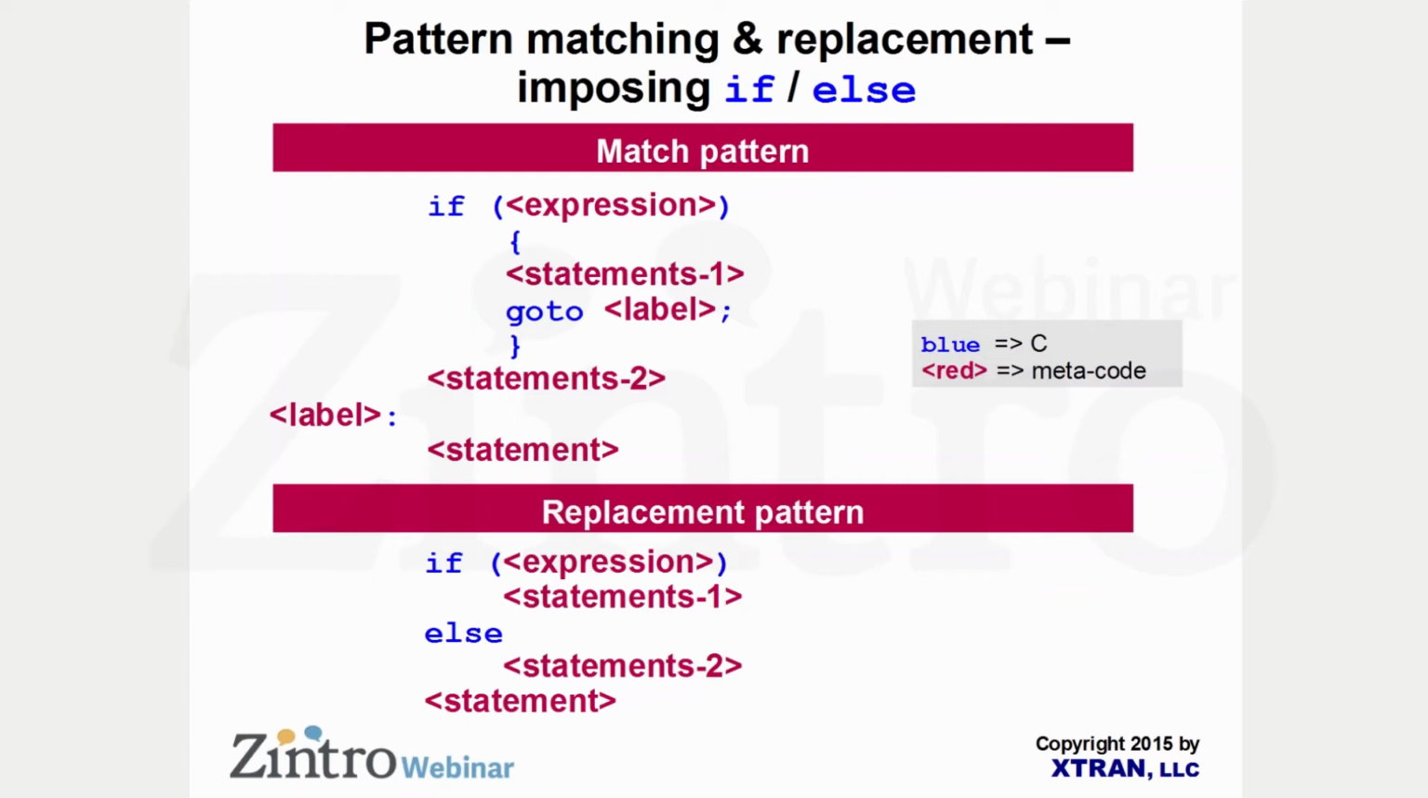Then if you look at the replacement pattern, you can see that whatever matched expression in the if is going to be reused in the if in the replacement, and so forth. And that's why this rule will work without mistake. Notice, by the way, that the label disappeared. If this was the only use of that label, we don't need it anymore, so we can get rid of it. Now let's actually apply that to some code.